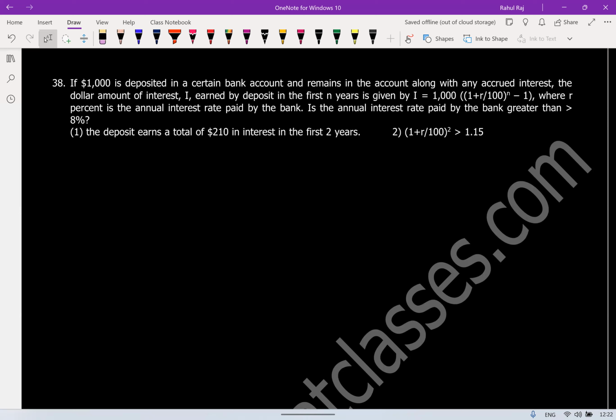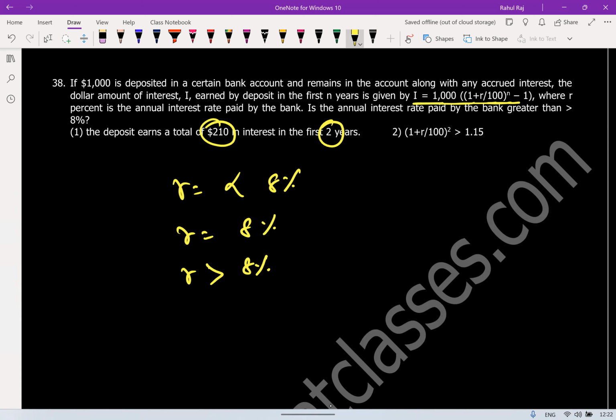So this is the equation that is given to you. I is given to you as 210. N is given as 2 years. You will get the value of R. This value of R may be less than 8%, and you will have a confirm no answer. It can be equal to 8%, and you will still have a confirm no answer. The value of R can be greater than 8%, and you will have a confirm yes answer.